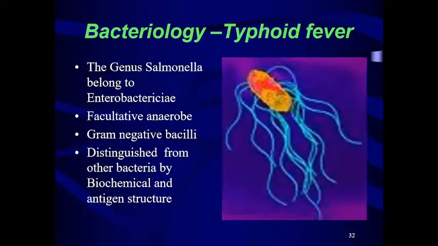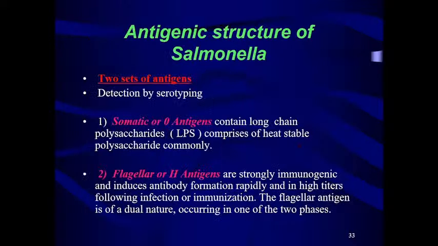The bacteriology, this you know better. The genus Salmonella belongs to Enterobacteriaceae. They are facultative anaerobes, which are gram-negative bacilli, and they are distinguished from other bacteria by biochemical tests and antigens. The bacteria have 2 sets of antigens. We can detect this through serotyping.